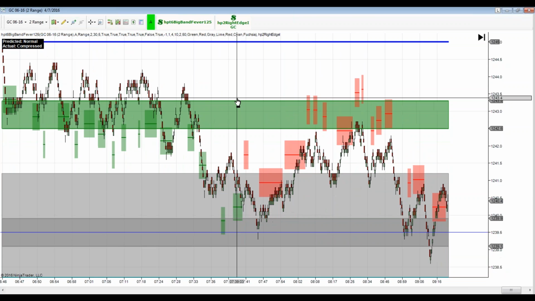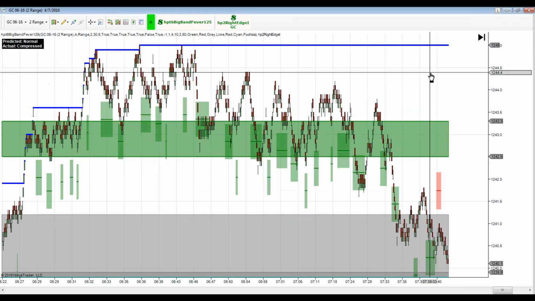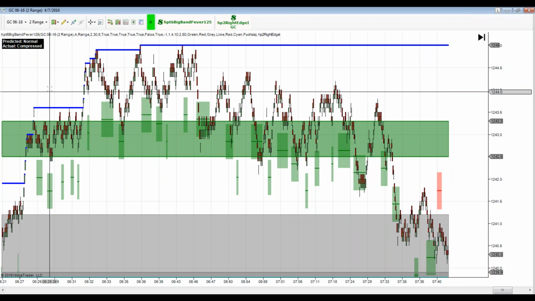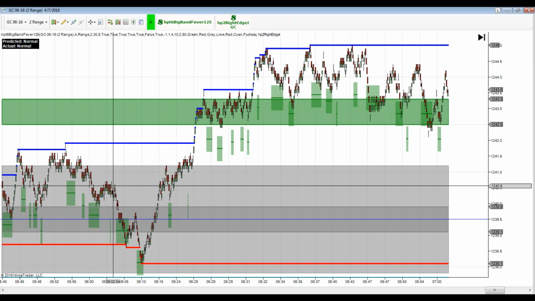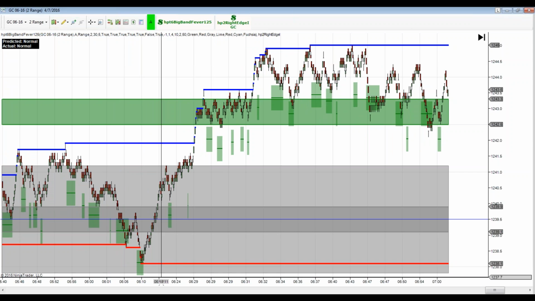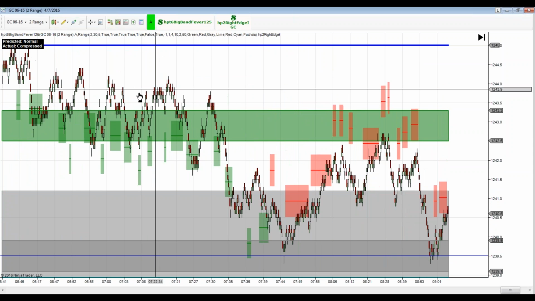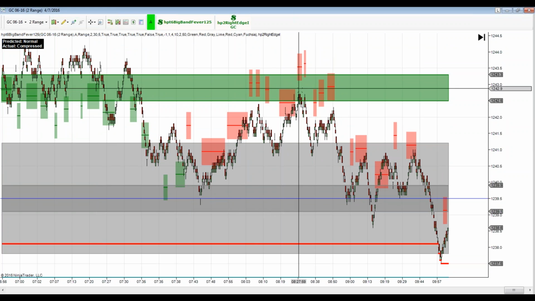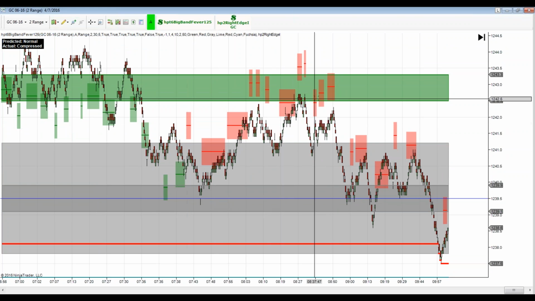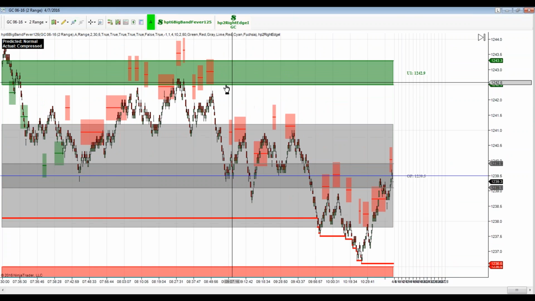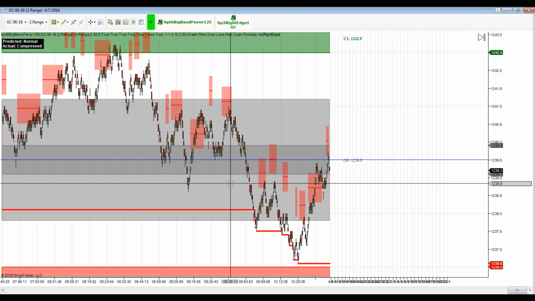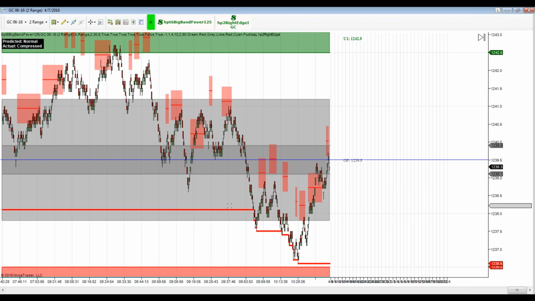Notice we're not making new session lows, because in order to do that, our session low from earlier was way over here. So in order for that to happen, we've got to take that out. So none of these trade setups that are occurring in here are any type of trade setup that we're looking at trading. Finally, we made the new session low here.